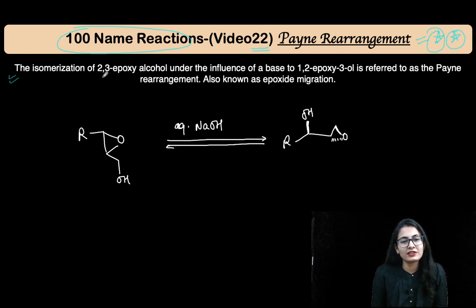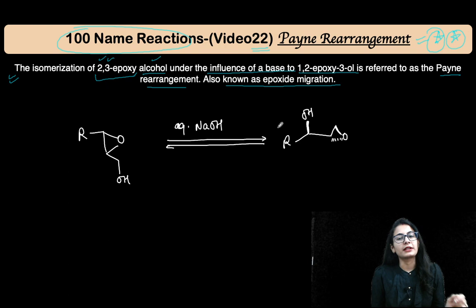The isomerization of 2,3-epoxy alcohol under the influence of a base to 1,2-epoxy 3-ol is referred to as the Payne rearrangement. It is also known as epoxide migration. Now there is one more thing.